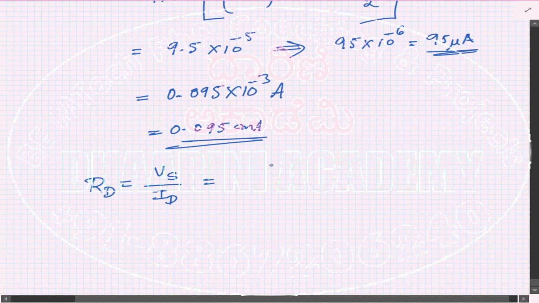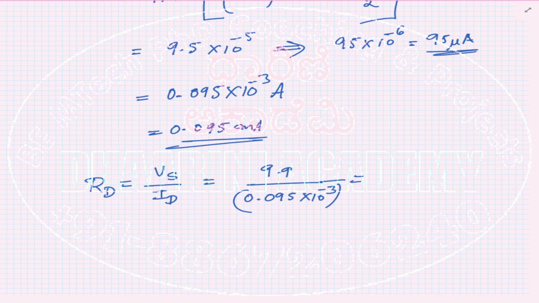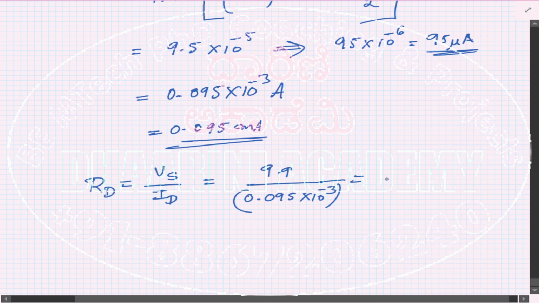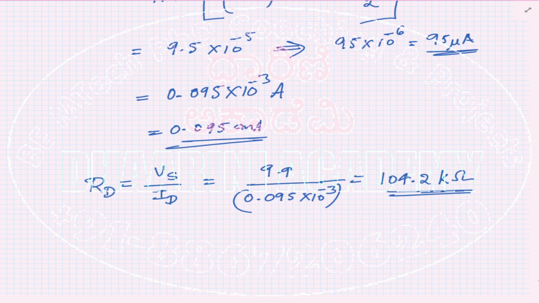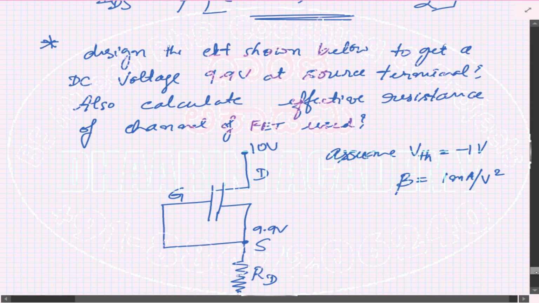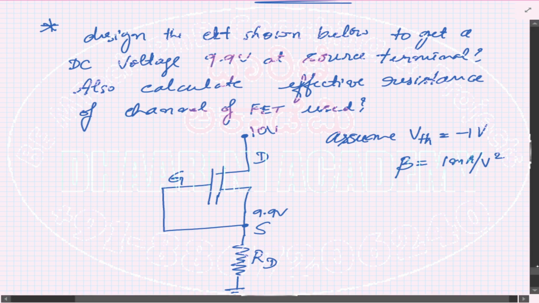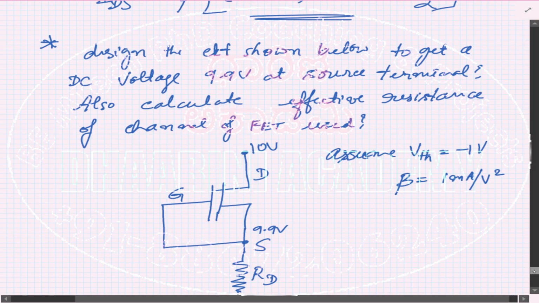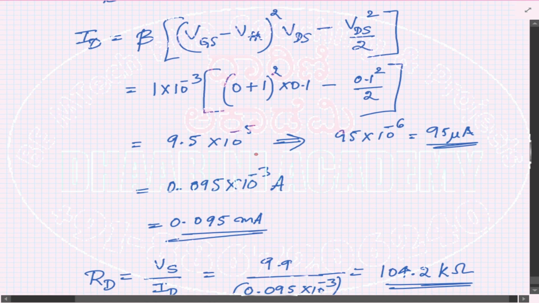Correct. Given as 9.9 volts, and just now we calculated that ID is equal to 0.095 into 10 to the power minus 3. So, yes, 104.2. Can I write kilo ohms? Of the FET, in the sense, right here you can see in this particular case between the drain and source I have a channel, right? So what is the resistance of this channel is what they are asking here.